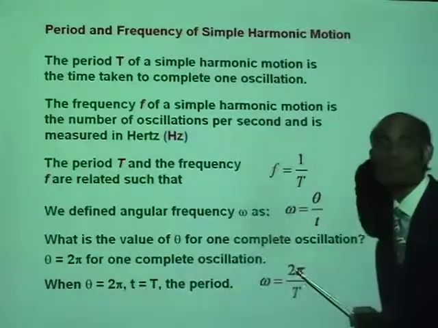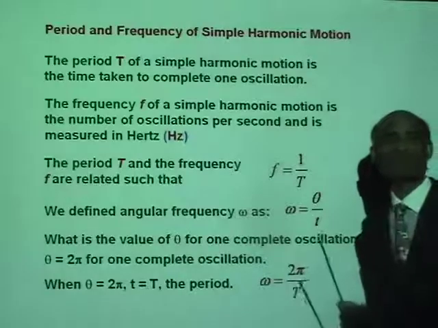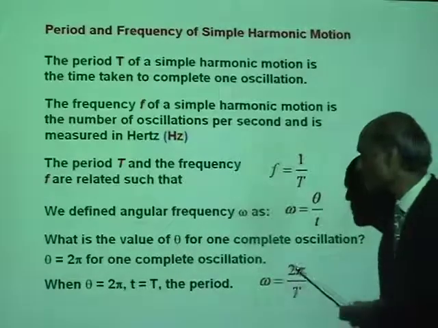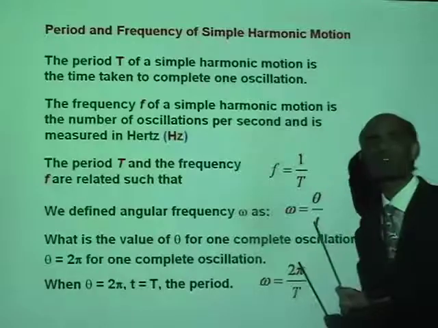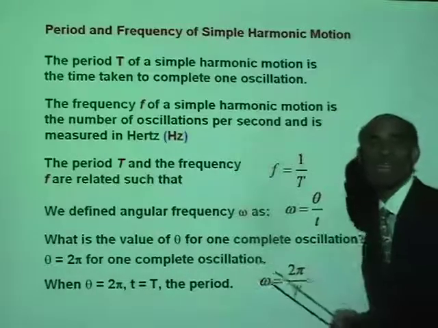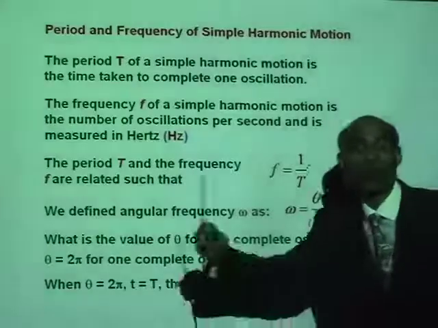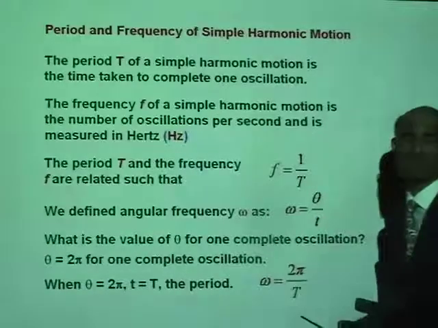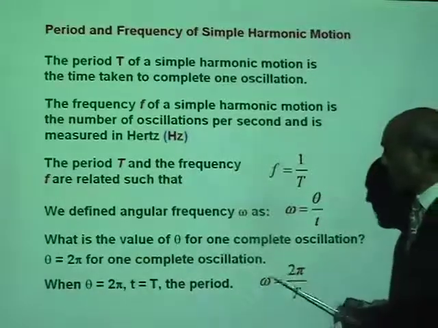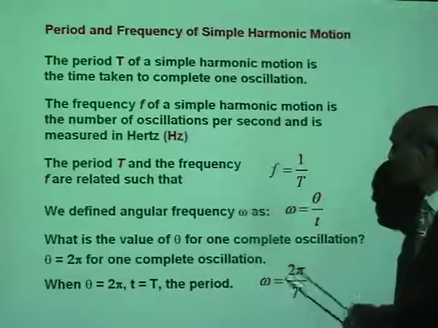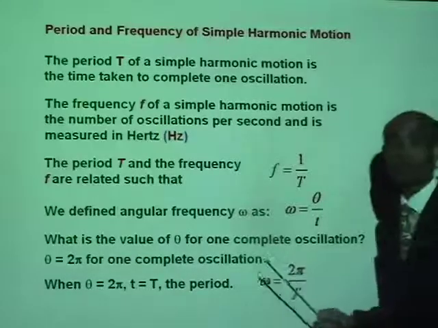Therefore, look at that very important, all-important relationship. Omega equal to 2 pi divided by the period. The angular frequency omega is 2 pi divided by the period. You cannot forget this relation. We will be using it as we go on several times. Alright? Angular frequency omega is 2 pi over the period.